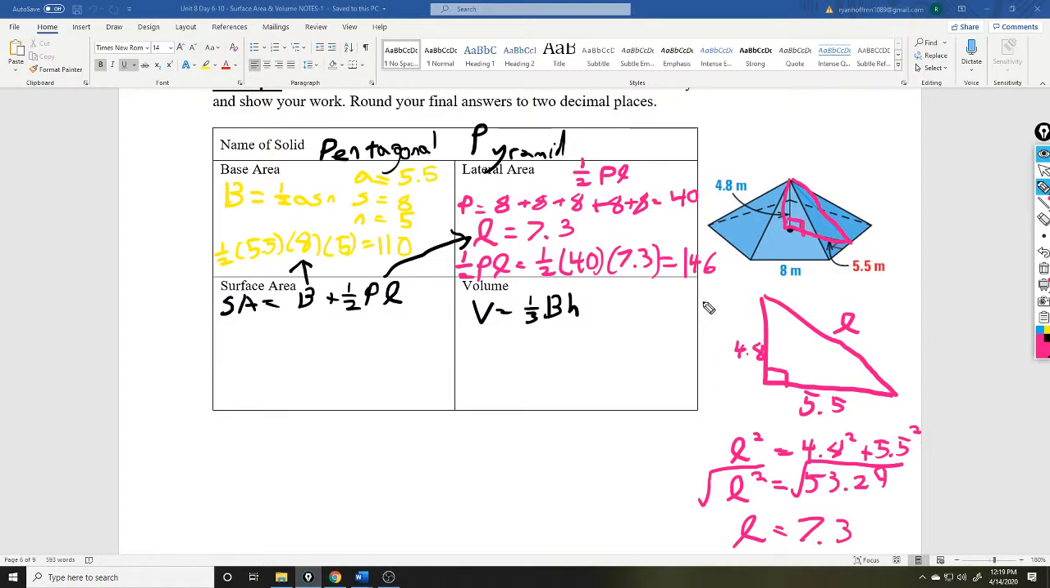And the reason we're doing these separately is that once we get to our surface area and volume, the formulas are a lot less messy to deal with, because we already did the messy stuff up here. So once we get to the surface area, the area of the base is 110. The lateral area is just this part, and we found that part up here was 146. So the answer is just 110 plus 146, which is 256. And the surface area is in meters squared.